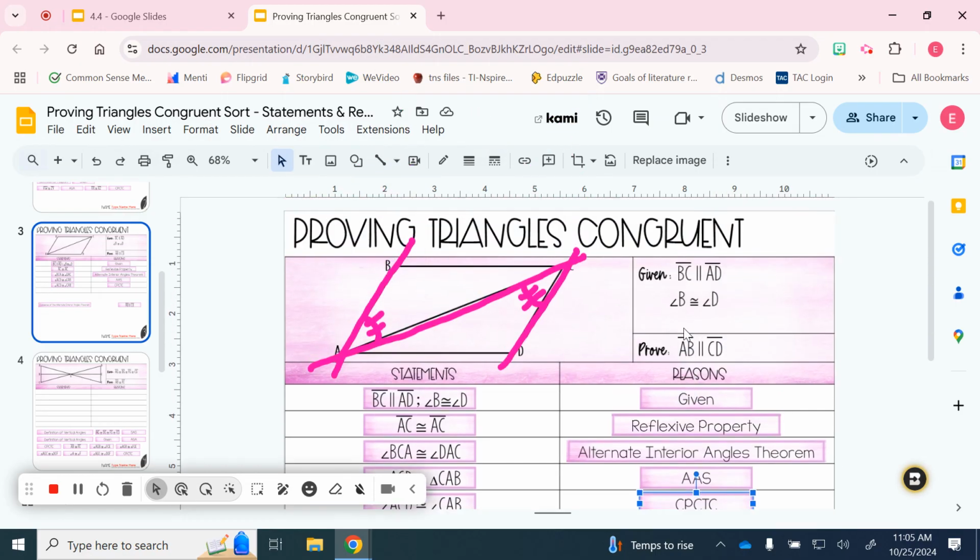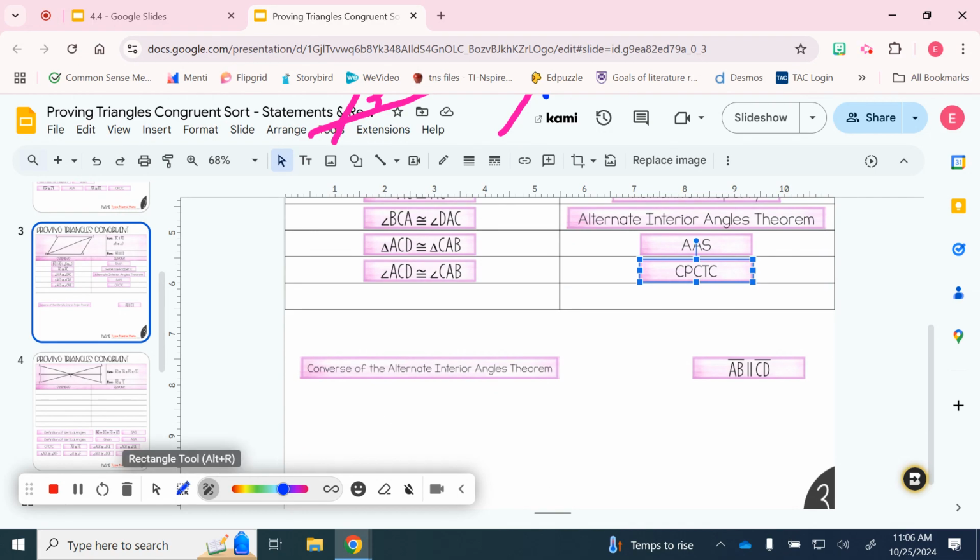Okay? Now that we have that, we know without a doubt that AB is going to be parallel to CD, not congruent, I'm sorry, parallel, by the converse of alternate interior angles theorem. Okay?